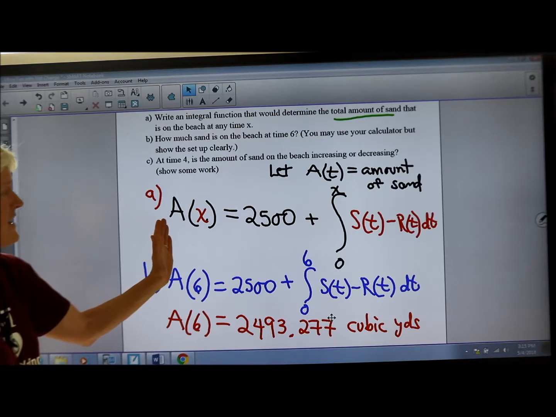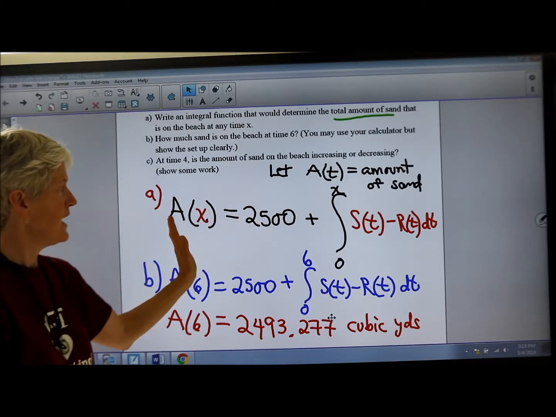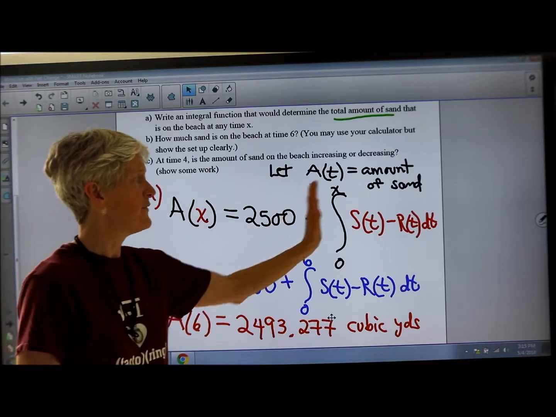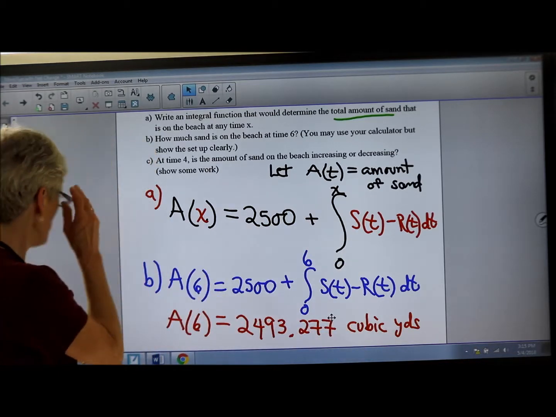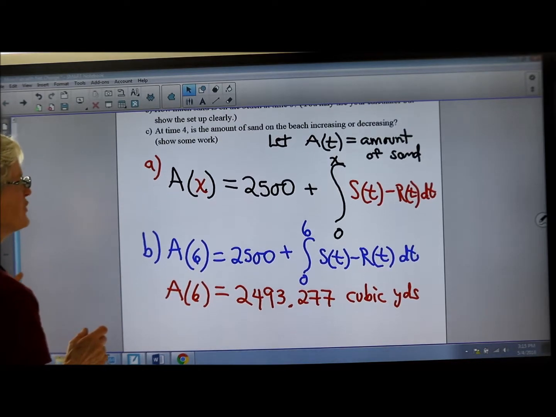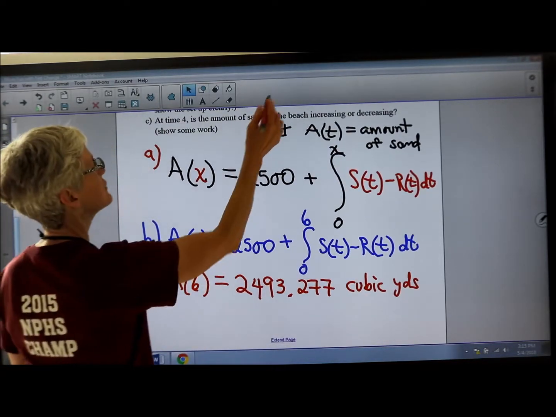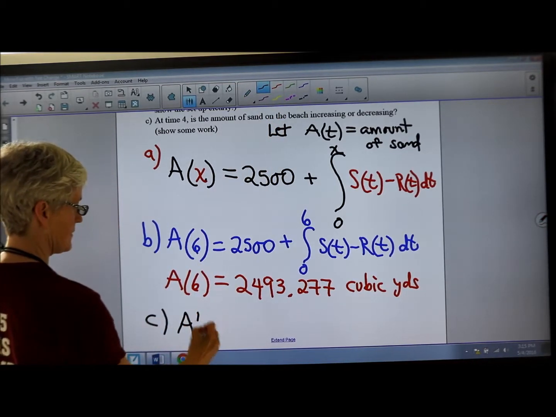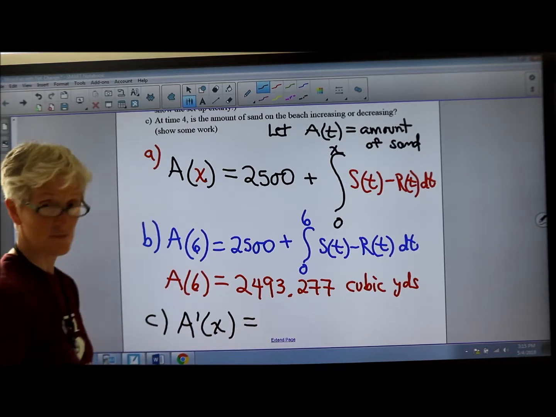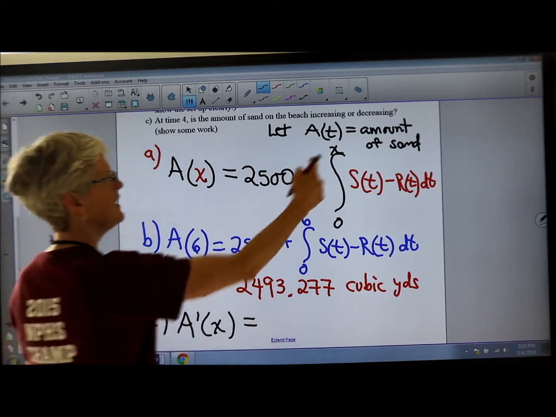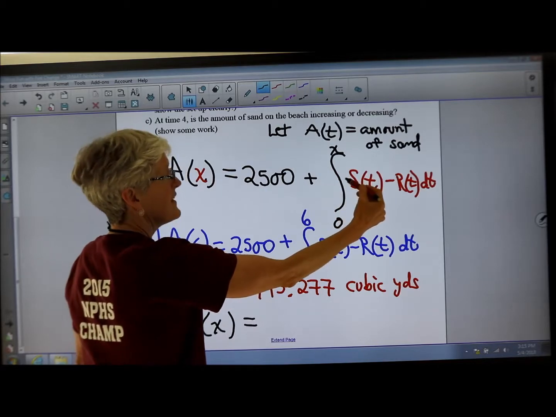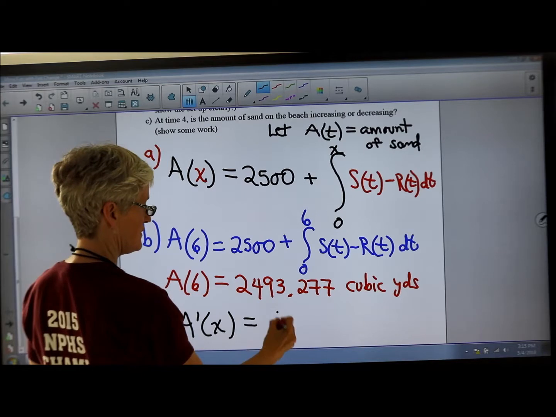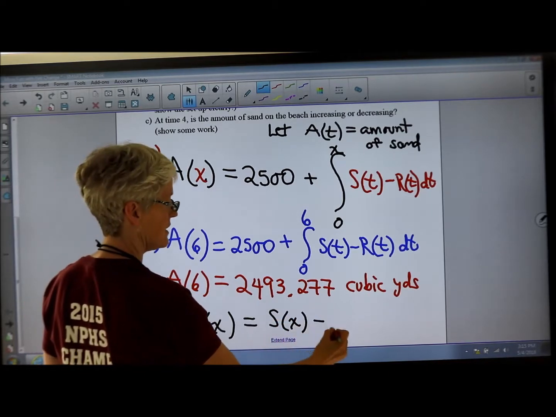The derivative of A of x, well, this is going to go away, right? Derivative of A of x is going to be 0 plus the derivative of this integral. Oh, this is so interesting. The derivative of A of x is just going to be, because of the Fundamental Theorem of Calculus, part 2, the derivative of an integral, of course, they undo each other. That x goes in there, so it's S of x minus R of x.